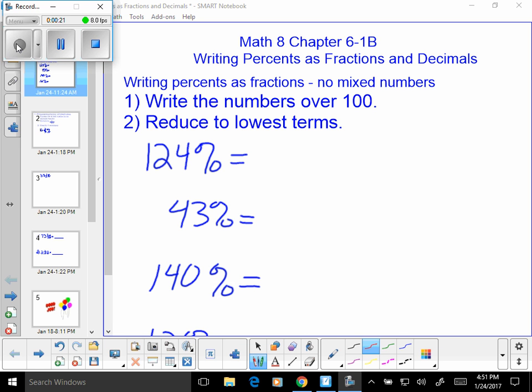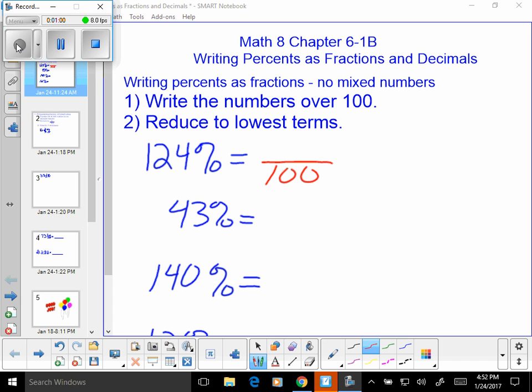Now, if we are going to take a percent and write it as a fraction, we're first going to practice on some that don't have any mixed numbers. What I mean there is that it doesn't show up as 124 and 1/3%, or 43 and 4/9%. They're just straight numbers, 124, 43, 140, etc. The simplest way to do this is to remember again that percent is a ratio over 100, out of 100. That's going to become our denominator.